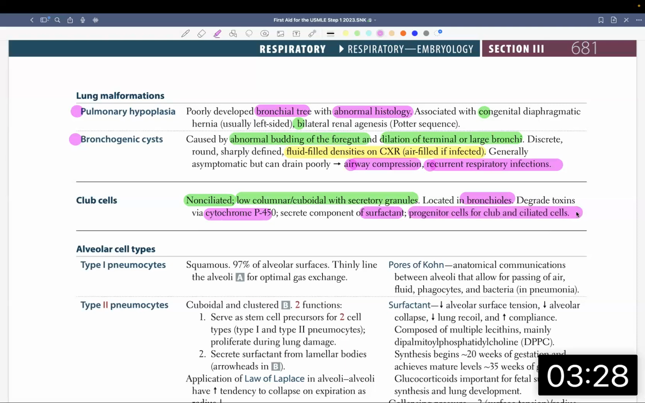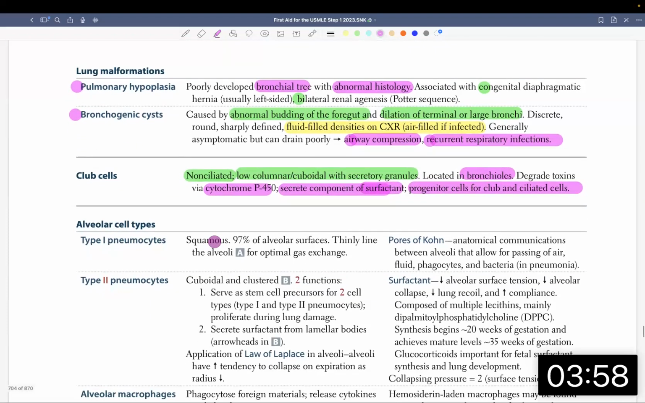Yeah, these are important. So what are club cells? Non-ciliated, low columnar or cuboidal with secretory granules, located in the bronchioles, and they degrade toxins via cytochrome P450. They secrete a component of surfactant and are progenitors for club cells and ciliated cells. So they're doing three things: number one, degrade toxins; number two, secrete a component of surfactant; number three, progenitor cells for two things, club cells themselves and ciliated cells. They themselves are non-ciliated, but they are the progenitor for ciliated cells.